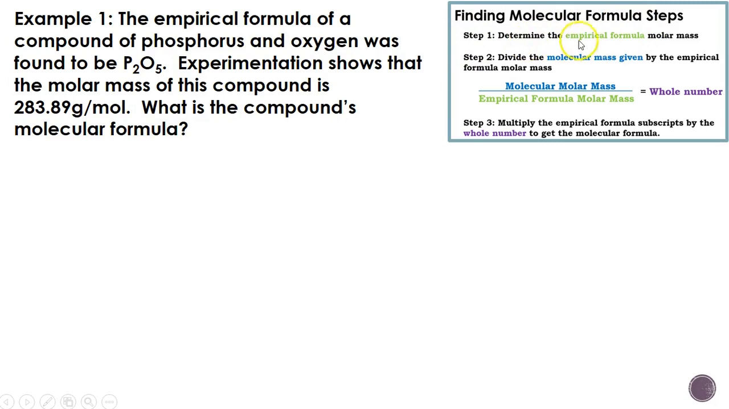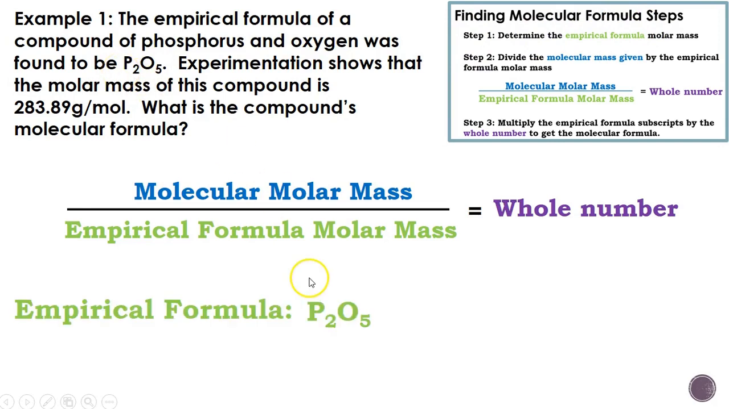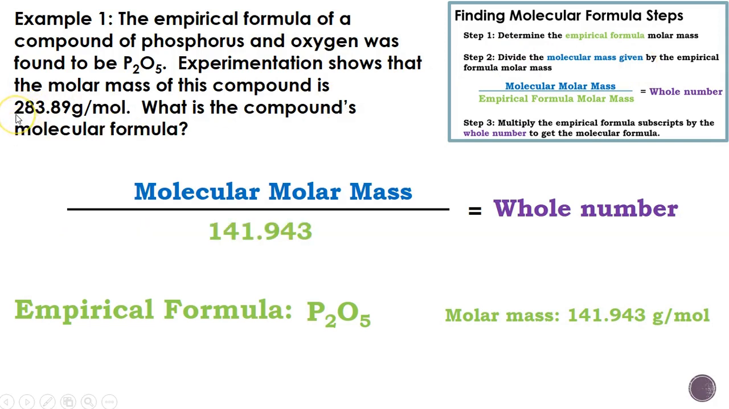First, you want to determine the empirical formula molar mass. Here, it gives you the empirical formula. When you calculate the molar mass, you're going to find that P2O5 has a molar mass of 141.943 grams per every 1 mole. Then, you want to divide the molecular mass that's given to you in the problem, which is right over here, by the empirical formula molar mass.